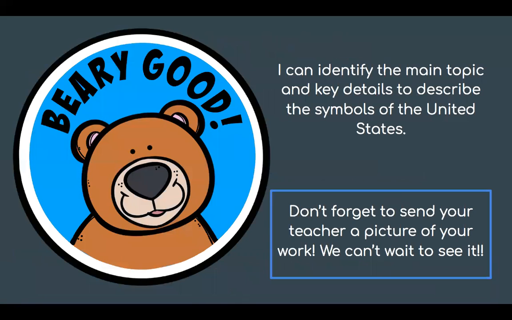Now, boys and girls, I want you to think back to our learning goal for the day. It was, I can identify the main topic and key details to describe the symbols of the United States. You all know how to do that now. We all learn what the symbols of the United States are, and you can use key details to identify the main topic and describe it.